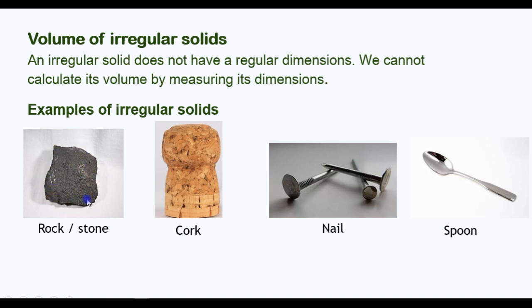Same thing here for the cork. The height is not the same everywhere, as well as the width. So the dimensions are not regular, which means that we cannot calculate their volume using formulae.